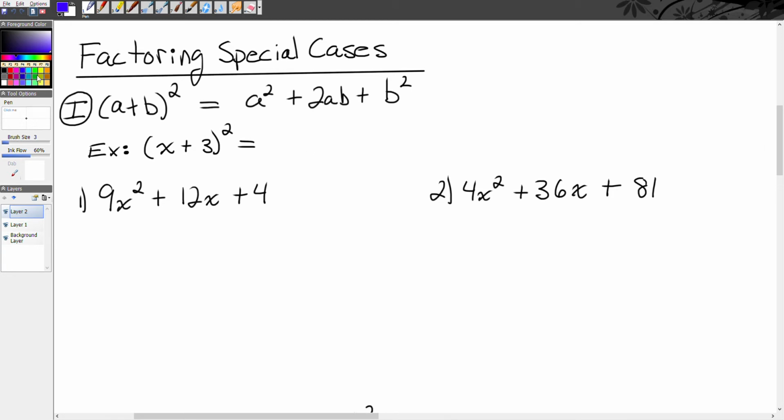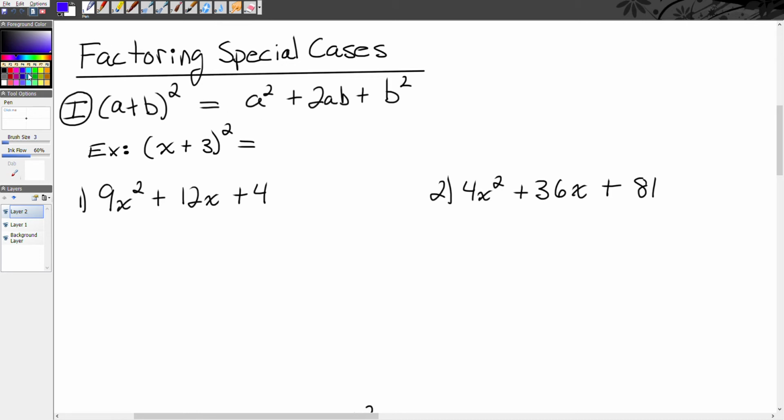So our first example here is the (a plus b) squared example. And remember, we learned that (a plus b) squared always equals a squared, which means the first term squared, on the end b squared, the second term squared, and in the middle, 2 times a times b, 2 times the first term times the second term.